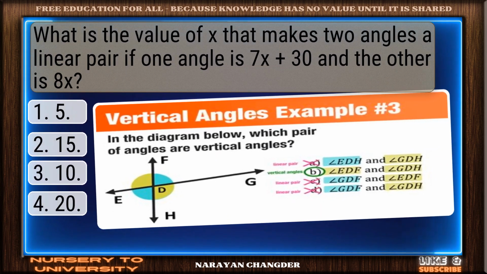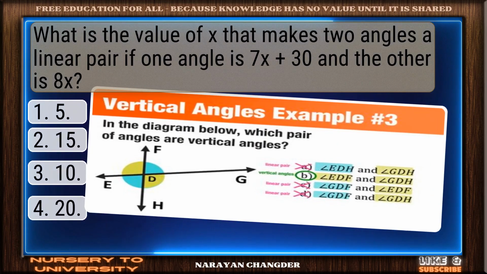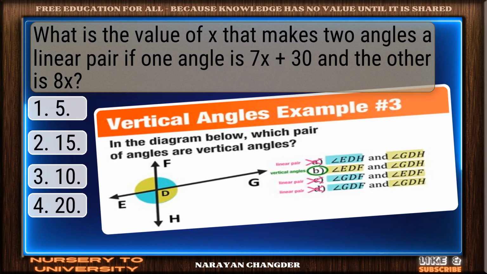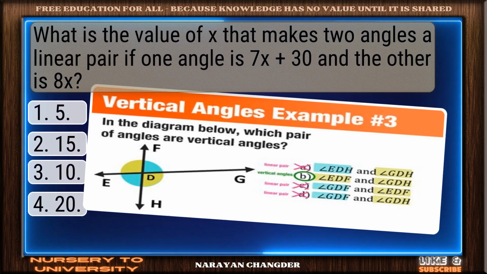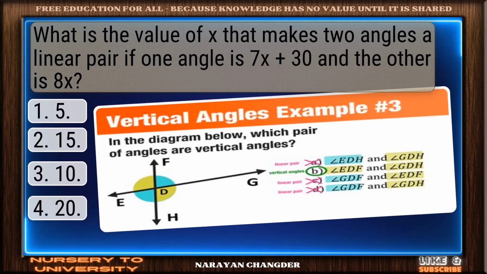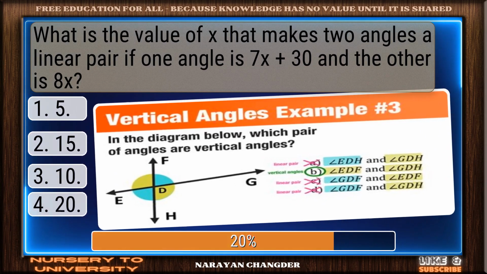Question number 30. What is the value of x that makes two angles a linear pair if one angle is 7x plus 30 and the other is 8x?